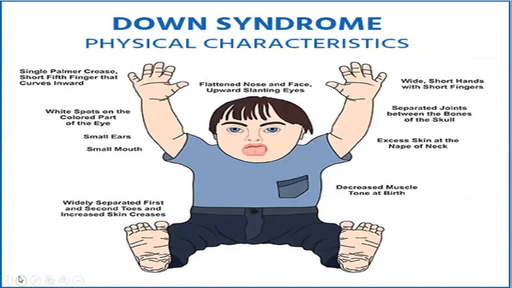These are the physical characteristics of a Down syndrome baby or a person I have included here. He has a flattened nose and face, upward slanting tongue, decreased muscle tone at birth, and separated joints between the bones of the skull. And I also forgot to explain to you about the third person. The third person is called an Umattaka in Buddhism. That means he's totally crazy, much worse than Down syndrome.